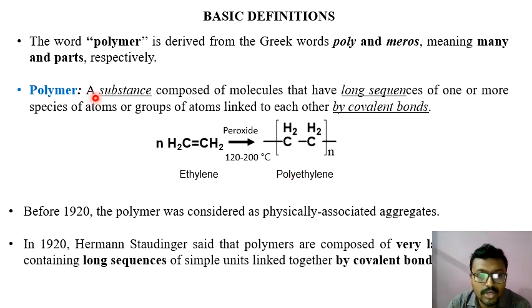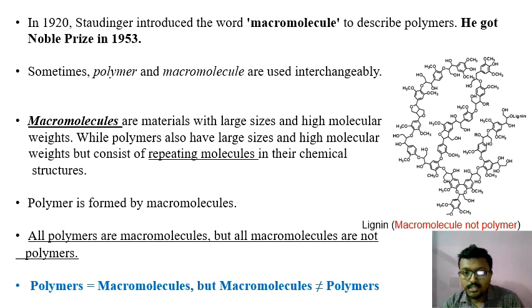So what is polymer? The definition is: polymer is a substance composed of molecules, here the molecule is ethylene, that have a long sequence of one or more species of atoms or groups of atoms linked to each other by covalent bonds. That is called a polymer molecule. Now, since polymer is a very big molecule, we can say polymer is a macromolecule also.